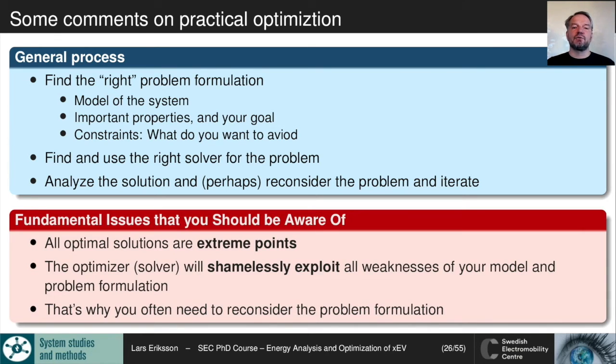And a fundamental issue that you should be aware of is that all optimal solutions are extreme points. When you get the solution, it will be an extreme point. Either it will be sitting on the boundary or in a corner of your allowed space, or it will be sitting on a mountaintop. Let's say that you are searching for the highest point in the Nordic countries. Then you would end up in Galdhøpiggen in Jotunheimen in Norway. But that was not really what you wanted, because now we're in Corona and Norway has closed down, so that becomes something that's not allowed.